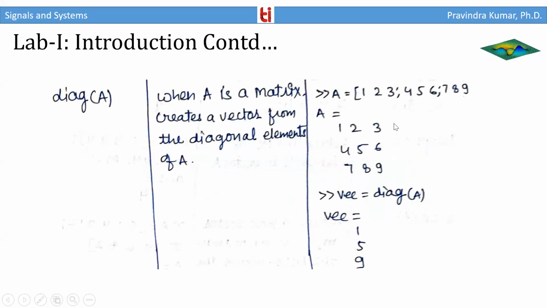Now, if this is matrix A, and you want to know what the diagonal elements in A are, you can write DIAG in brackets A. So it will give you the diagonal elements. It will generate a column vector of these elements. You can find out the values of the diagonal elements.